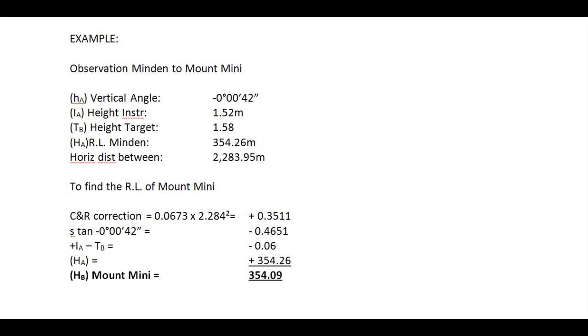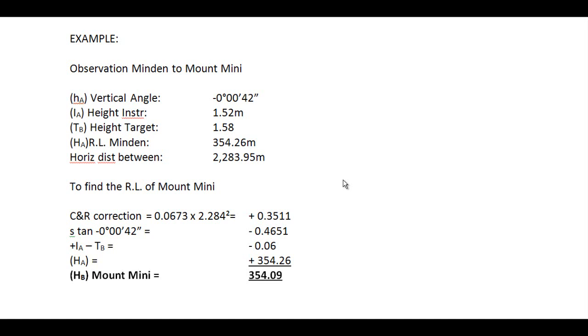We're going to use as an example an observation from Minden to Mount Minnie. The angle has been observed at minus 0 degrees, 0 minutes 42 seconds. The instrument height 1.52, height of target 1.58. The RL of Minden, which is the point we're observing from, the HA of Minden, 354.26. And the horizontal distance between Minden and Mount Minnie is 2283.95.